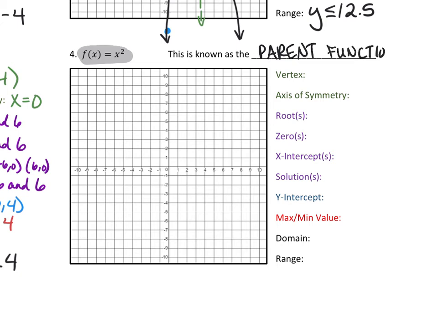So what I think about the parent function, I think about how it is the function that starts all the rest of them. It is the most basic version. Yes, I just used a hashtag. It is the most basic version of a quadratic. So here's a video that's going to show you this one being graphed.